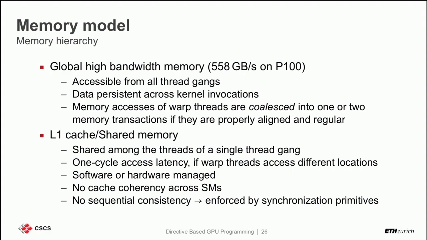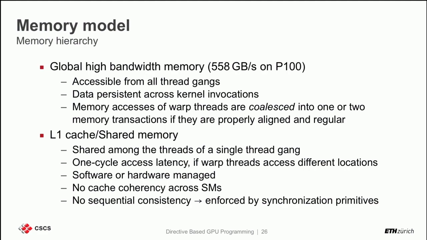If they don't do that, if all of them just go and grab a single element, then you will have a latency of 32 cycles. As I said, software or hardware managed, and there's no coherency across SMs. So like with the caches on the CPUs, where you have a cache coherence protocol. So if something is invalidated on one cache of a core, then through that protocol, this change is communicated to the other caches. There is no such way.